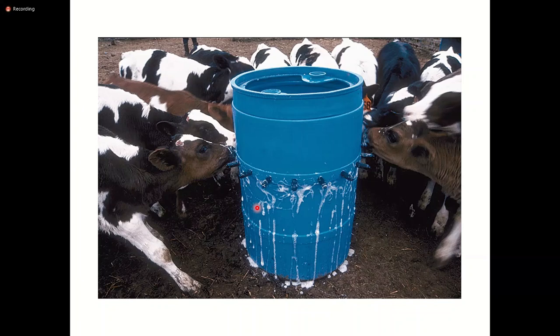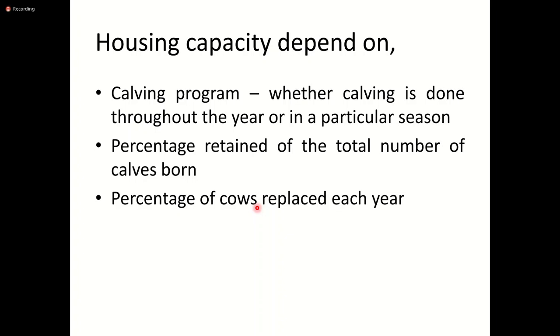So then the housing capacity of the number of pens required for these animals, right? So it depends on the farm, right? So number of cows are born during particular year, particular time period, so we can decide it, right?